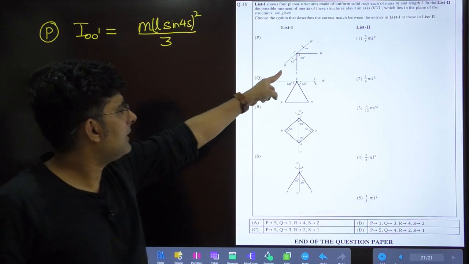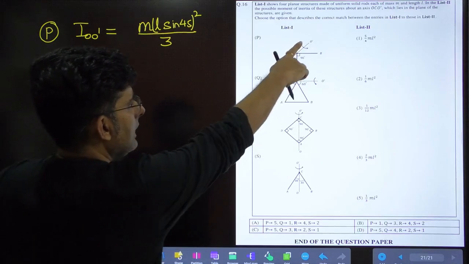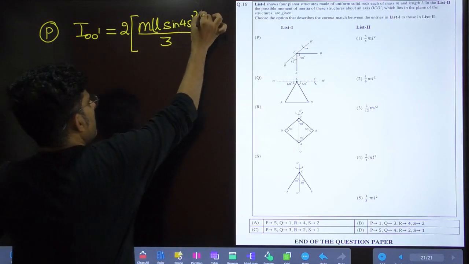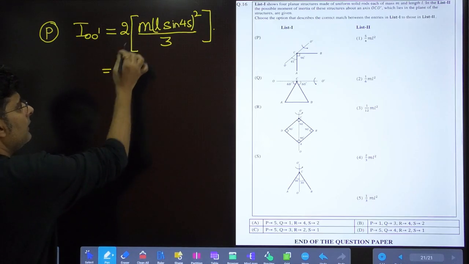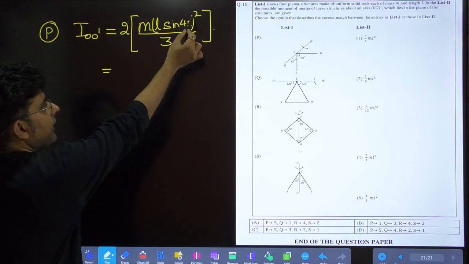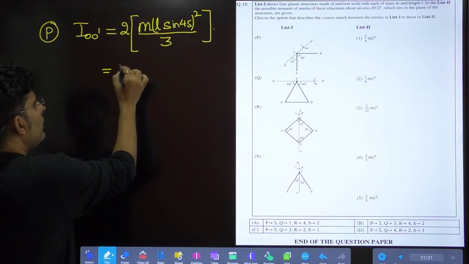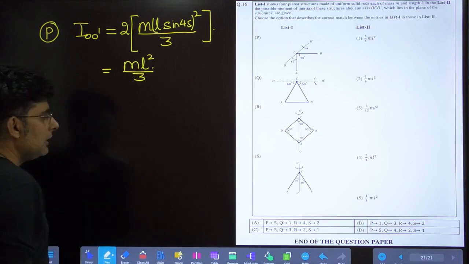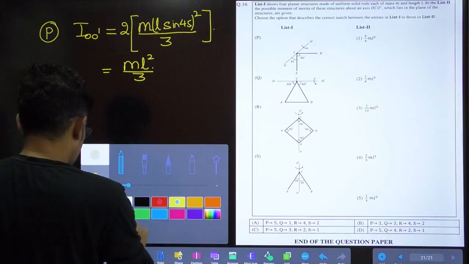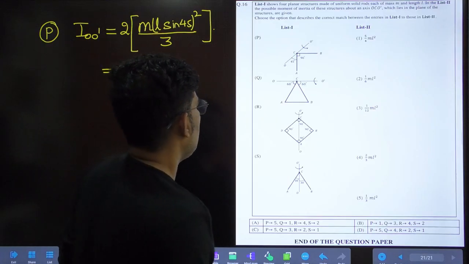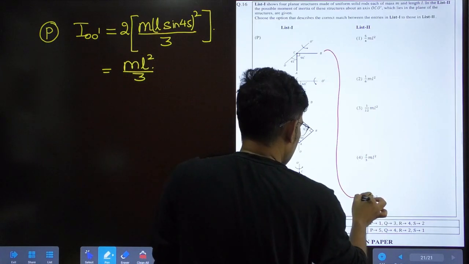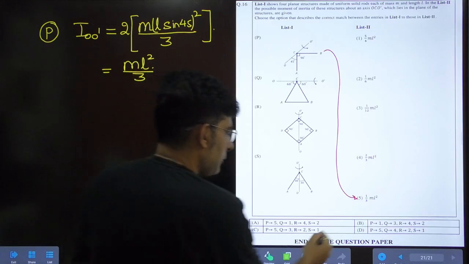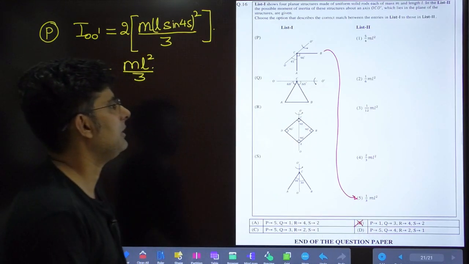Now how many rods are there? 2 rods. So here each one is of mass m and length L. They have made the question very simple from here. So this we can write. It becomes sin square 45 is 1 by 2, 2 cancels. You get ml square upon 3. So P matches with ml square by 3. That means P5. So P5, which one is not possible, hence B option is incorrect.